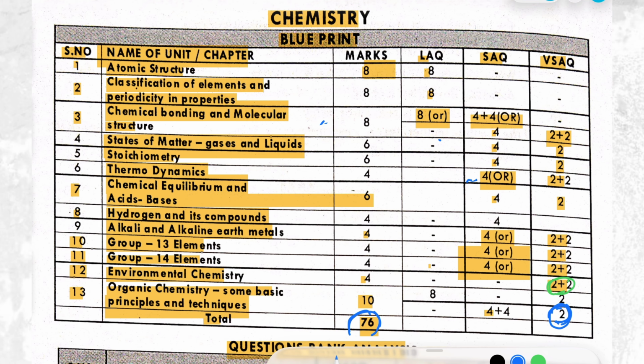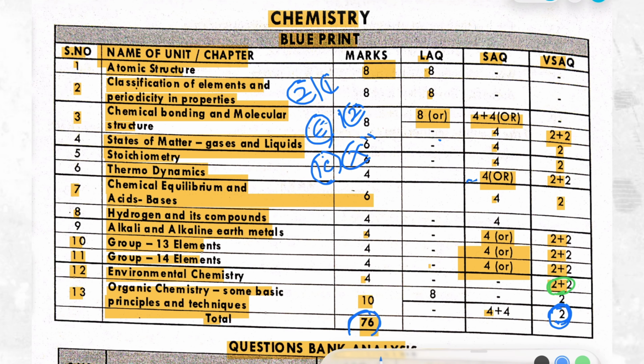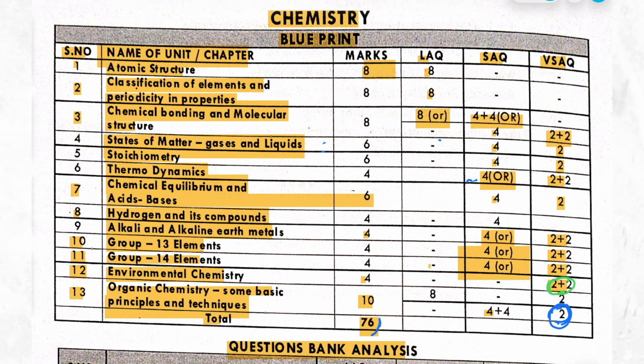How many questions? Mostly LAQs are 2, right? And SAQs are 6 and VSQs are 10. In total we get 60 marks. Here is one LAQ option. Here are two SAQs options. No option here. All should be written. All VSQs you need to write. There is no option. Okay, student. This is the blueprint for you. Take a screenshot. Okay. Next, we'll see the next one.